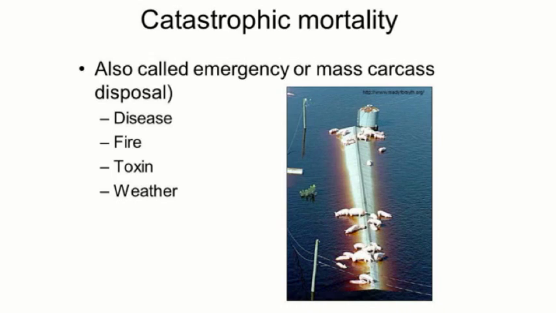Catastrophic mortality occurs for a number of reasons: disease, fire, toxins, and weather. Shown here is the result of a hurricane in North Carolina several years ago. Many animals were lost and the carcasses had to be dealt with.